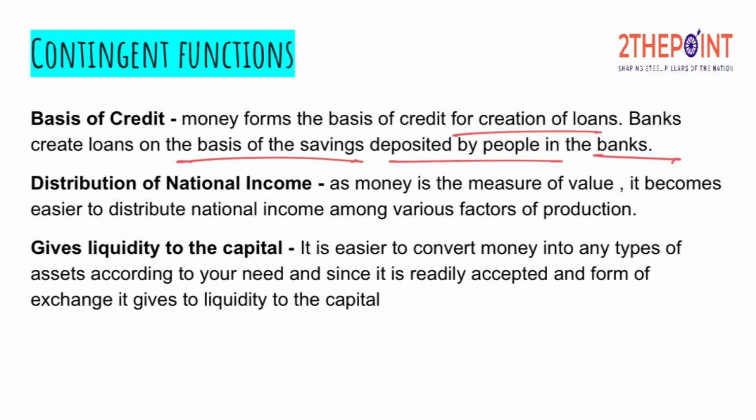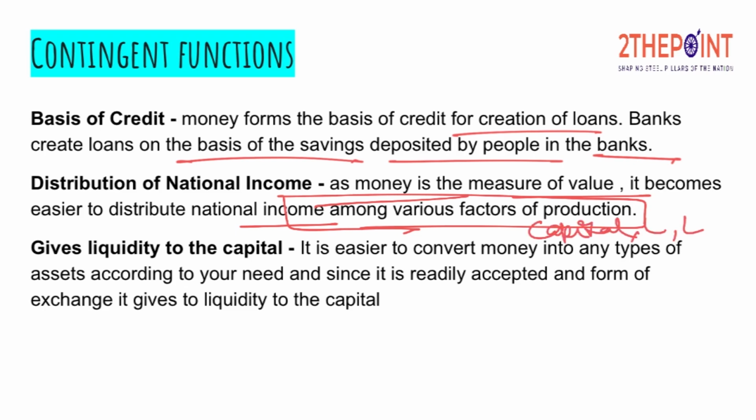The next thing is distribution of national income. As money is the measure of value, it becomes easier to distribute national income amongst the various factors of production. The factors of production are capital, land, labor, and entrepreneurship. With money in the picture, we can easily allocate money to these four factors of production.